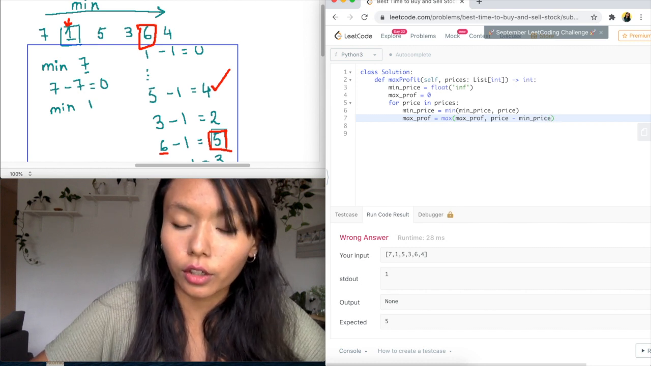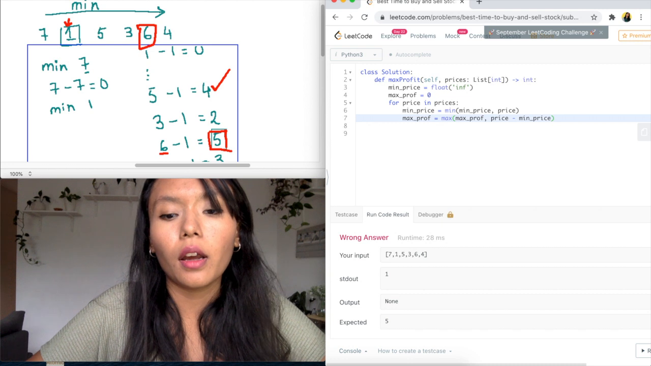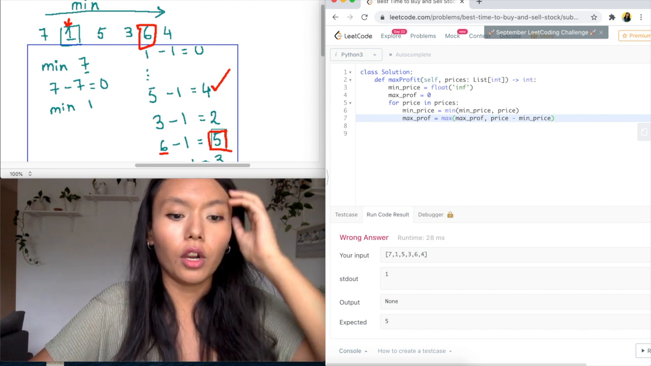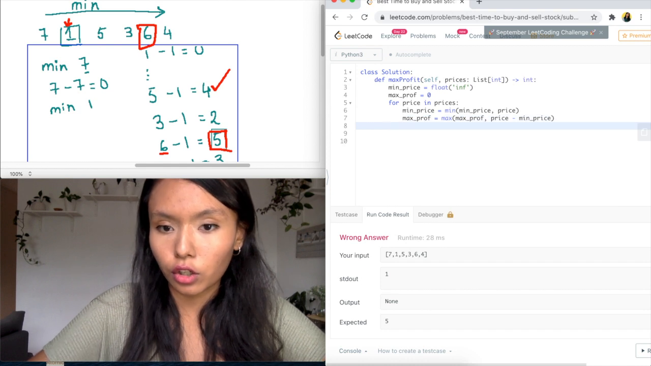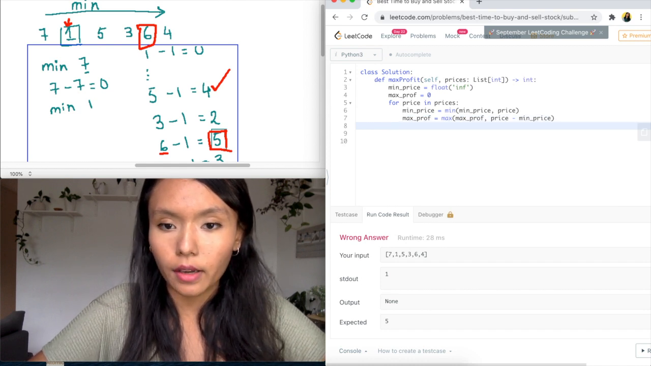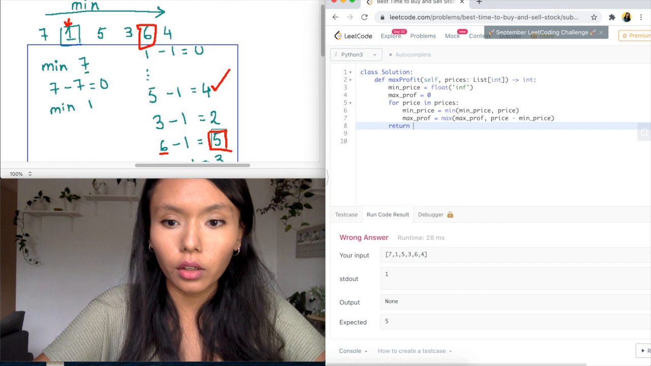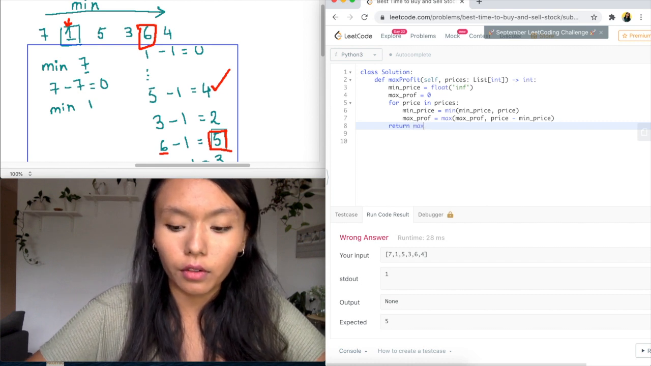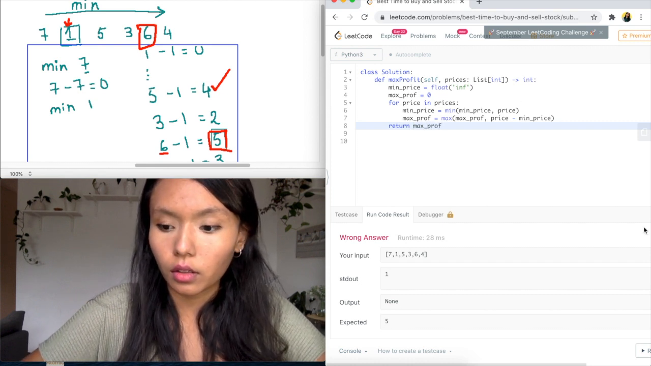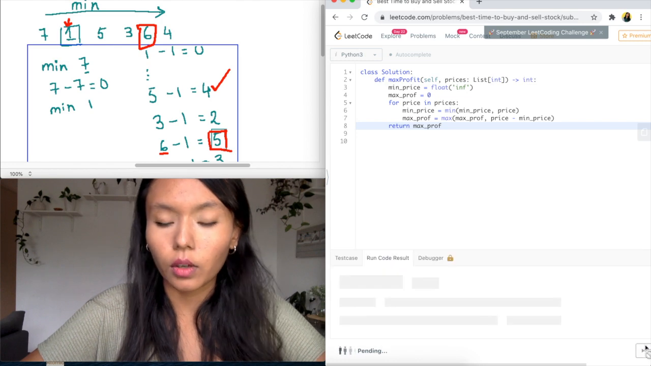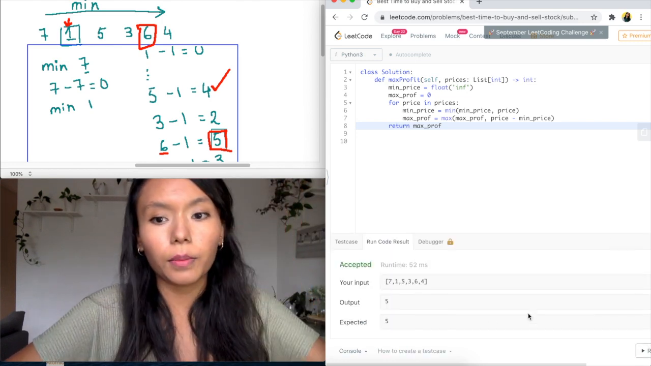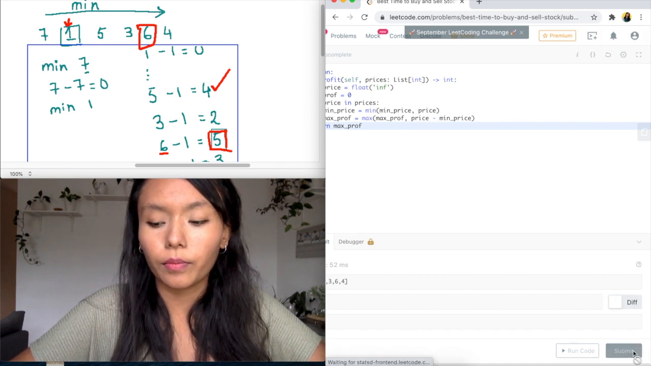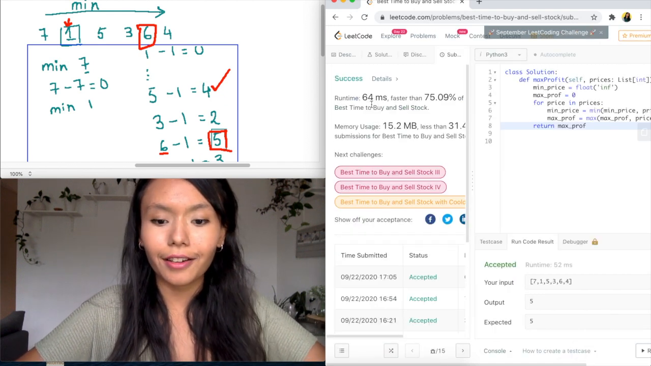Okay, so it's going to compare those two and then set the max profit to the highest value, because we're doing a max here. Okay, so this looks good. And then I'm going to return the max prof at the end. Okay, so let's give this a run. Okay, awesome. Accepted, and then submit. Yay, awesome success.